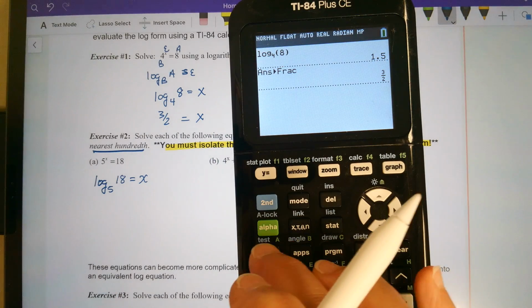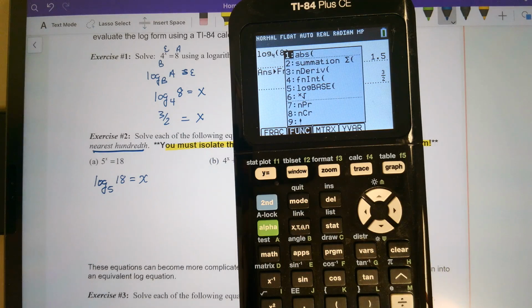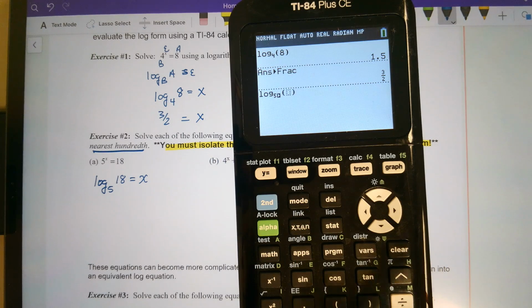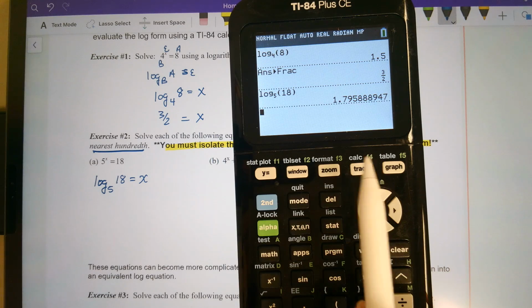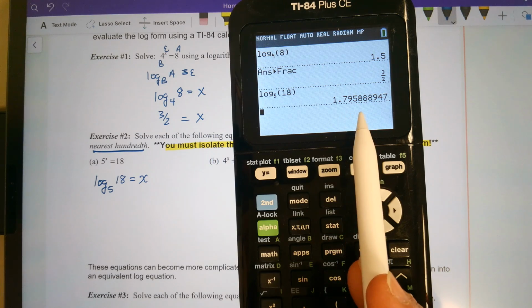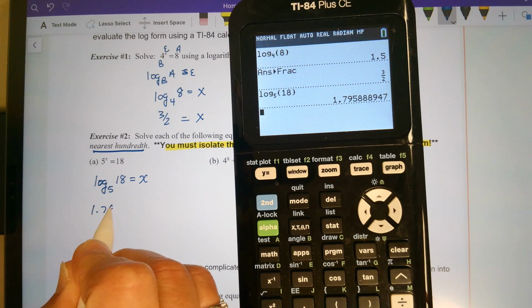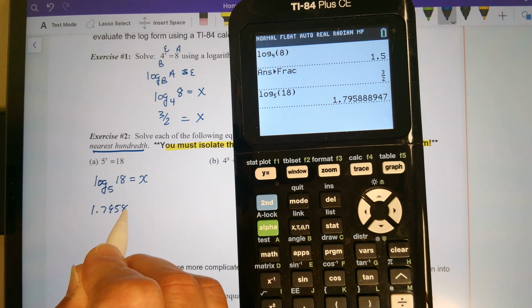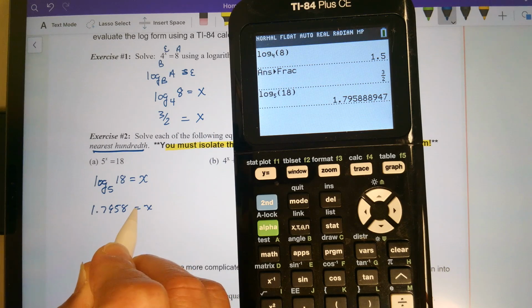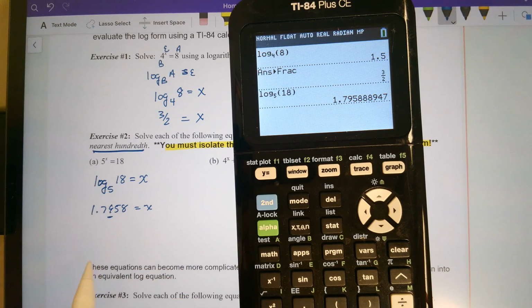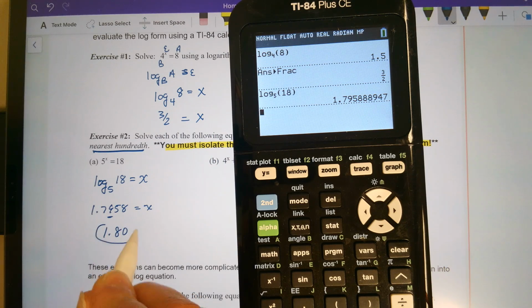Calculator, alpha window number 5. Log base 5 of 18, and we're rounding to the nearest hundredth. 1.7958, let me write this down, 1.7958, there's more to that. The hundredths place is the 9. We look to the right, 5 or greater, that rounds up, so 1.80.